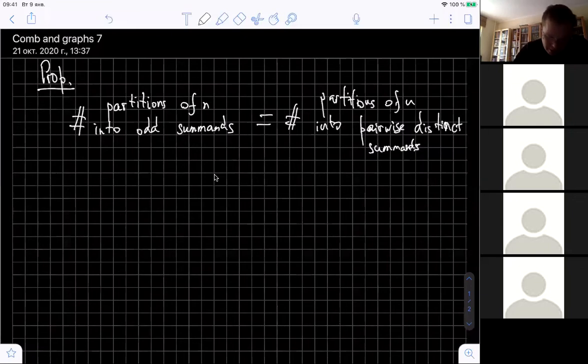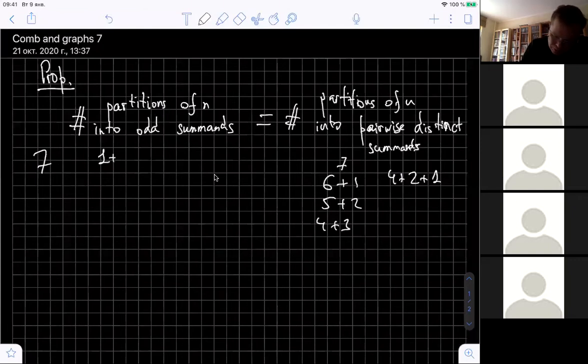So here I can just write some example. For example, if I take 7, the pairwise distinct summands will be just 7, 6 plus 1, 5 plus 2, 4 plus 3, and 4 plus 2 plus 1. I think that is all that I can do. And if I want to look at the odd summands, I can write all ones, or 4 ones and 3, or 2 ones and 5, or 7, or 3 plus 3 plus 1.